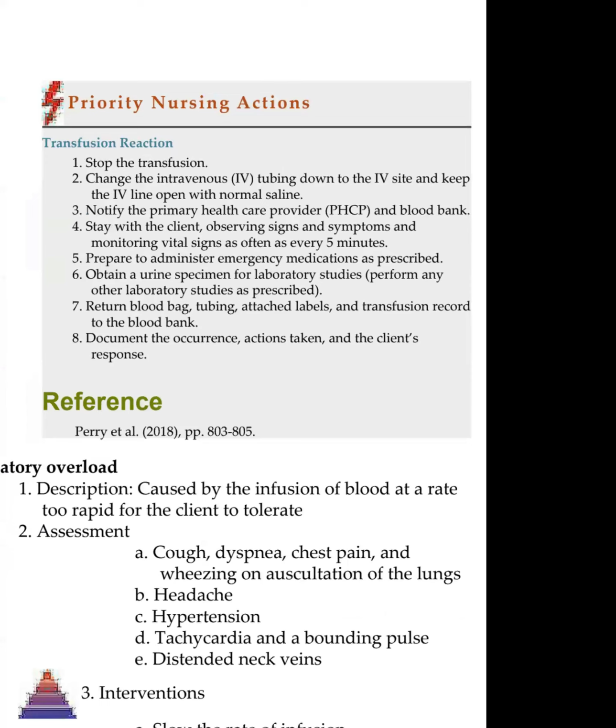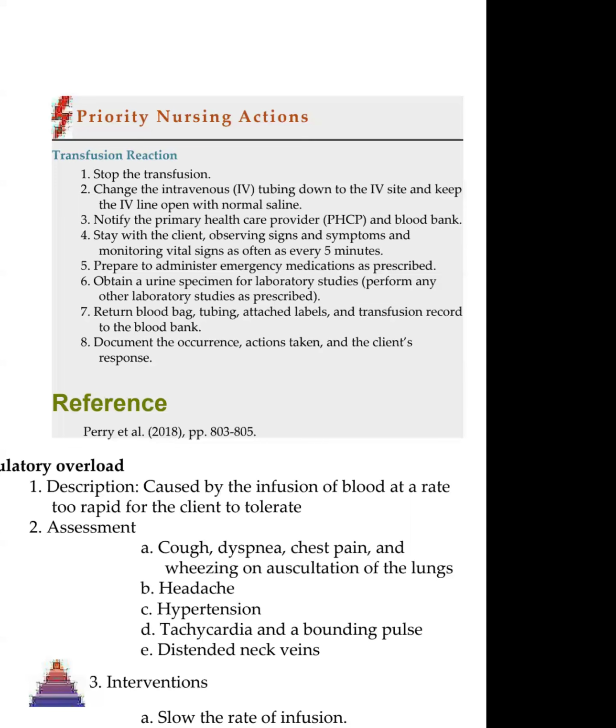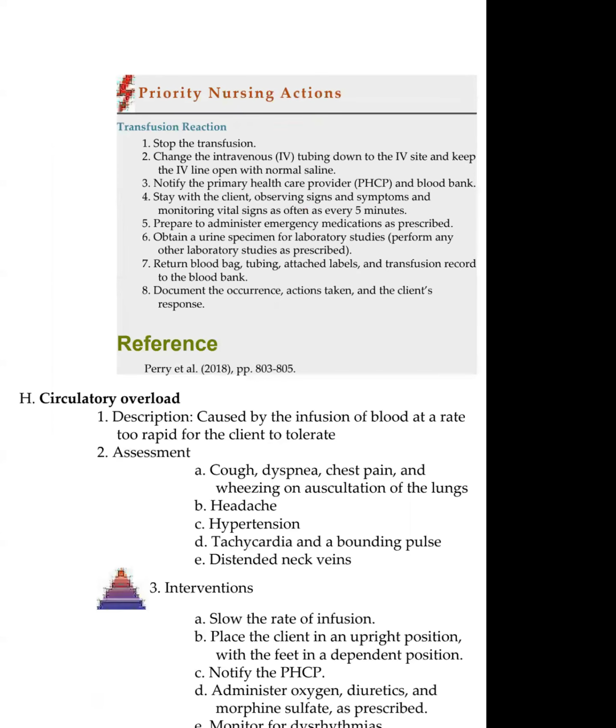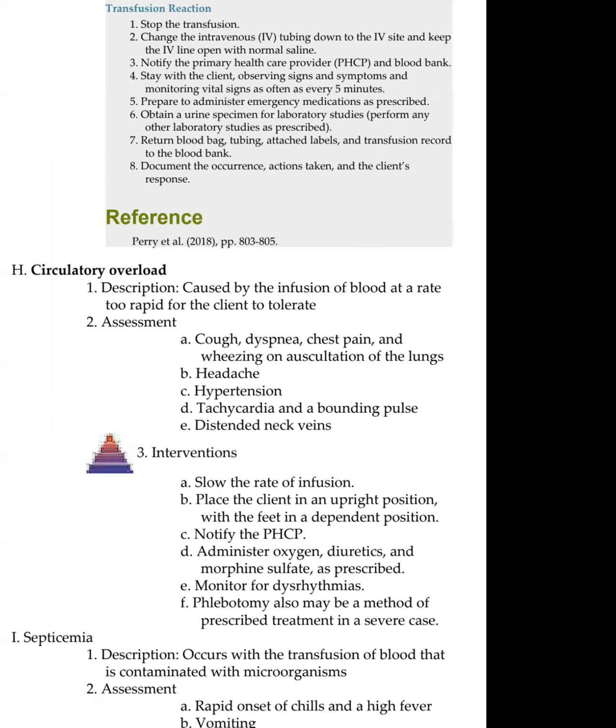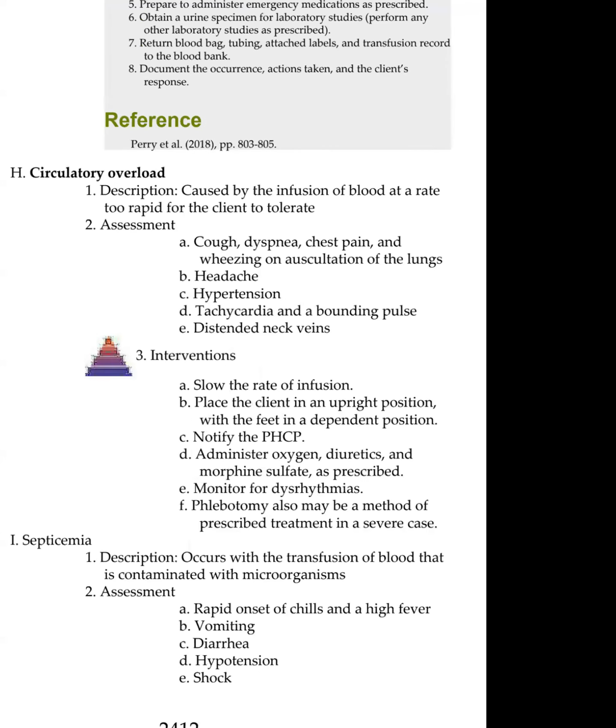It is important to document because it is an unwanted event at the hospital site. Now, circulatory overload, why does it happen? Caused by the infusion of blood at a rate too rapid for the client's tolerance, if you are administering at a faster rate. Assessment: cough, dyspnea, chest pain, and wheezing on auscultation of the lung. Headache, hypertension, tachycardia, bounding pulse because of overload. Distended neck vein, again because of overload. You can see the vein on the neck. The vein is visible.